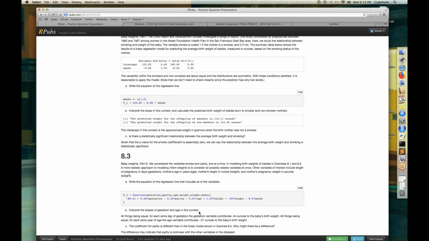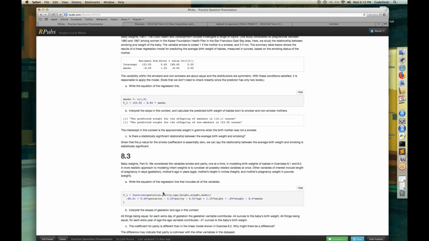Interpret the slopes of gestation and age in this context. So for all things being equal, for each extra day of gestation, the gestation variable contributes about 0.44 ounces to the baby's birth weight, and likewise, all things being equal, for each extra year of age of the birth mother contributes about negative 0.01 ounces to the baby's birth weight.